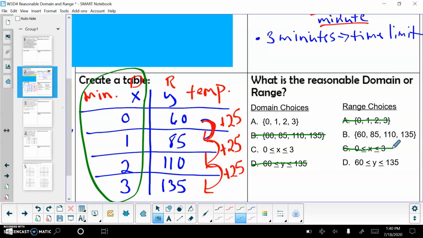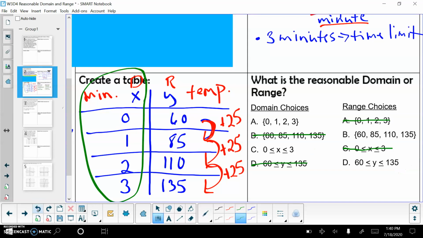Now to go back and figure out, well, then which one is it? Is it the one that looks like letter choice A on domain? Is it this one, A, and this one on range, A and B, because those are the discrete looking answers? Or is it in the continuous format, which would be the C answer and the D answer? So we have to figure out, is it discrete or is it continuous?